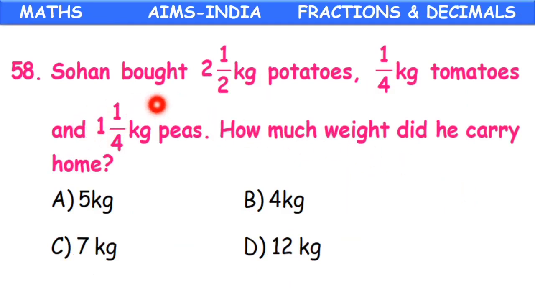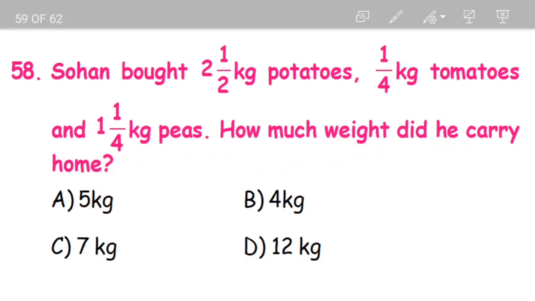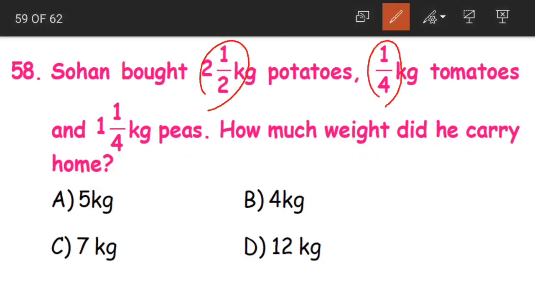Next, question 58. Sohan bought 2 1 by 2 kgs potatoes, 1 by 4 kg tomatoes and 1 1 by 4 kg peas. How much weight did he carry home? Now 2 1 by 2, 1 by 4 and 1 1 by 4 are the weights of the different vegetables that he has bought. Now what is the total weight here? We have to add. What were the figures? 2 1 by 2 plus 1 by 4 plus 1 1 by 4. Yes, children. So these are the total weights we have to add.